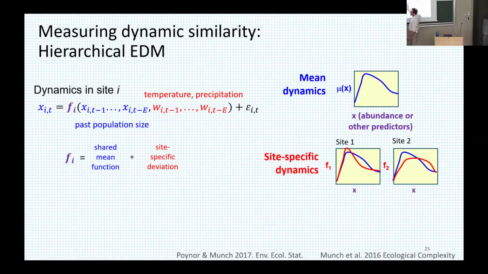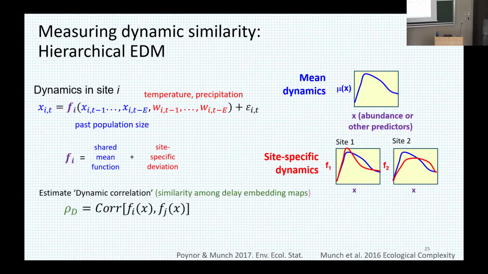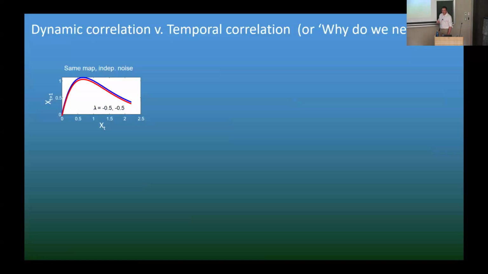If I set it up this way, then we're squarely in the framework of a Bayesian hierarchical model, which allows us to define a single parameter called the dynamic correlation, which measures similarity in the delay embedding maps between two locations. So it's not measuring similarity in dynamics through time, it's asking how similar these shapes are. So why do we need that? I'm going to spend one slide to emphasize why we need this.